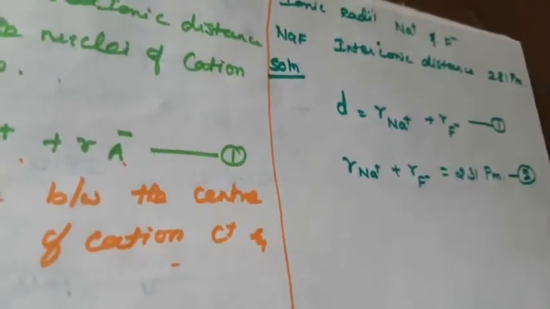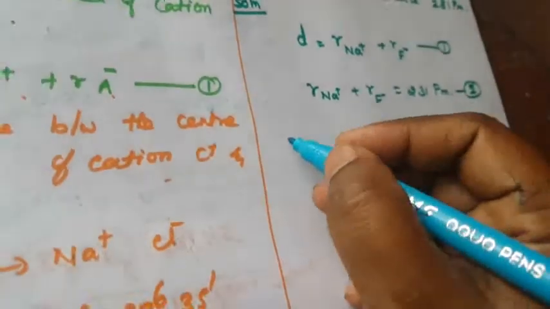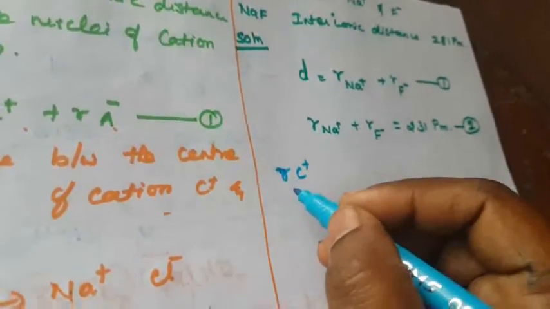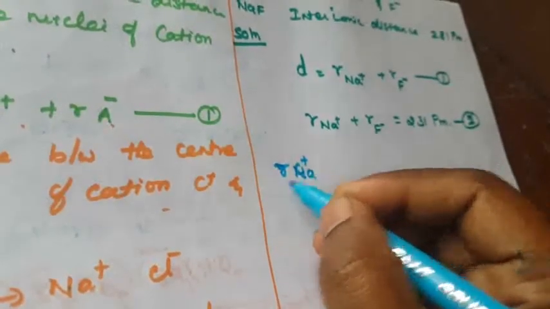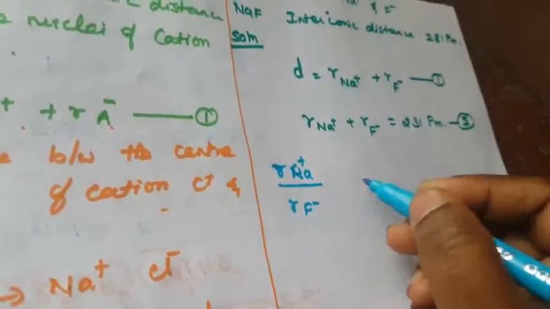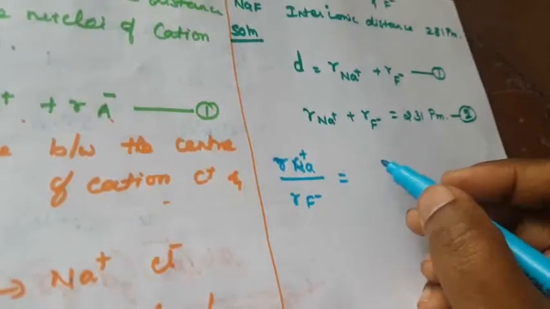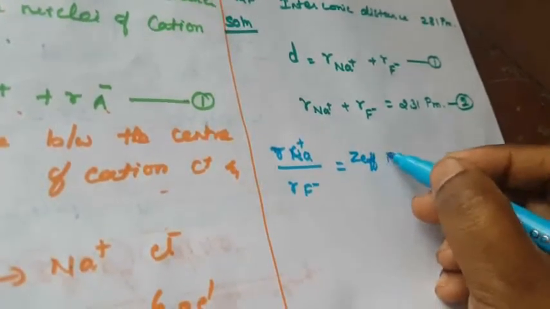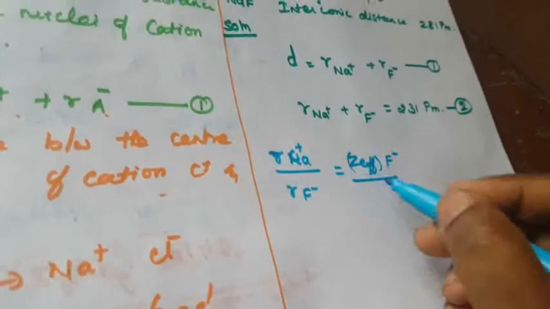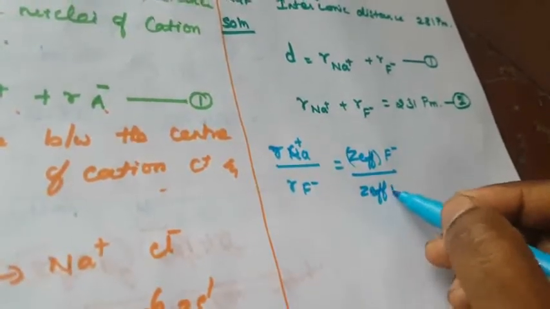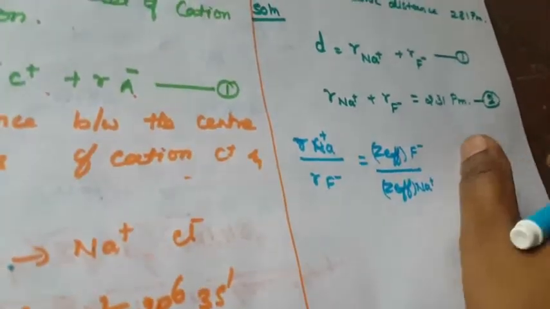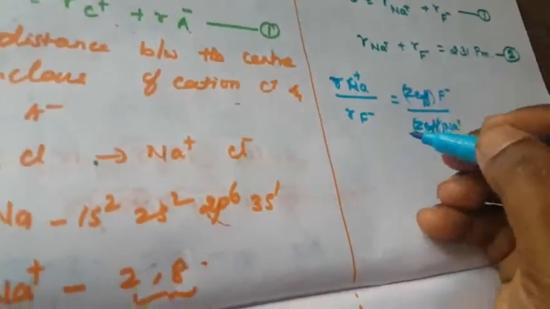So these two values are already given from this equation. What is the formula? We already know that. It is the effective nuclear charge, right? The radius of cation Na plus over the radius of F minus ion is equal to the effective nuclear charge of F minus ion divided by the effective nuclear charge of Na plus ion. This is the formula. Okay. So what is effective nuclear charge?